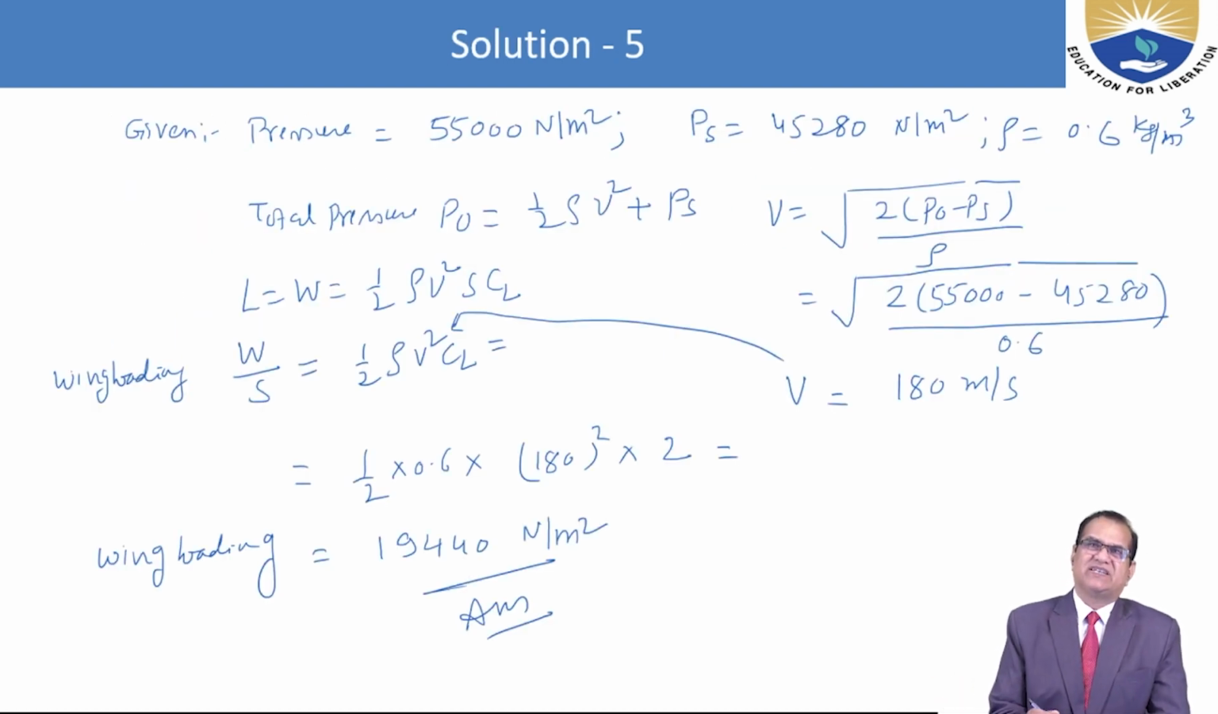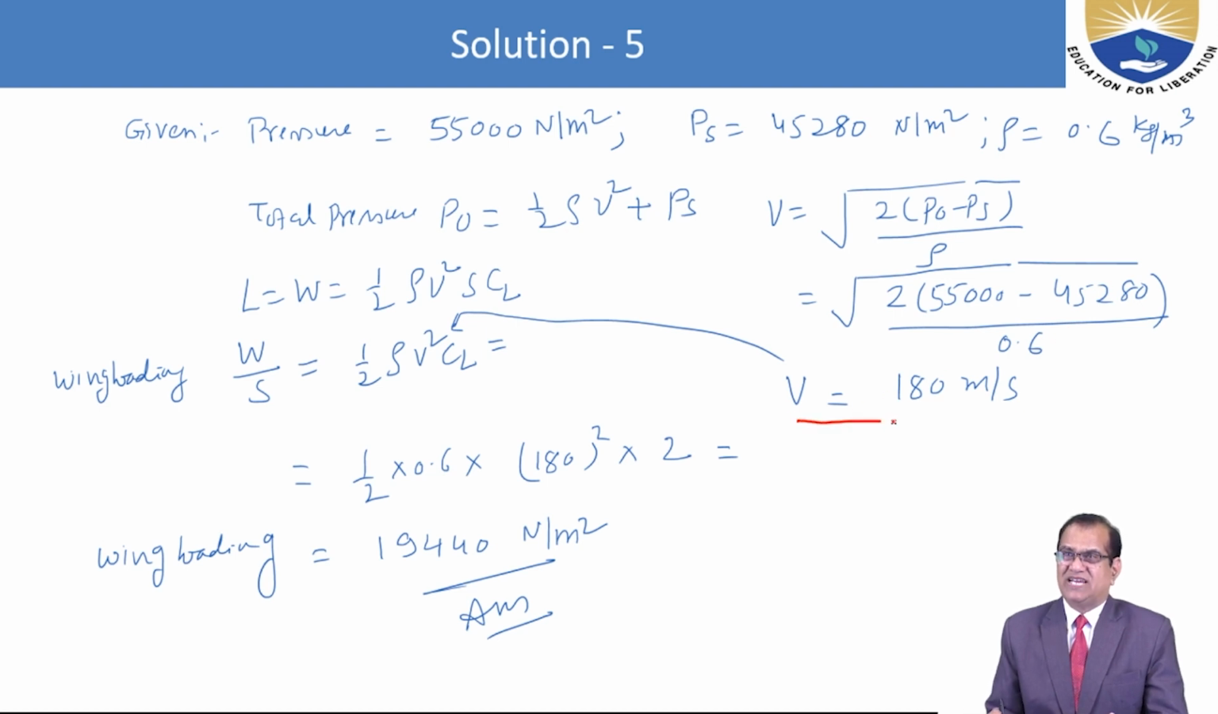So here, given is pressure 55,000, static pressure 45,280, rho equal to 0.6 kg per meter cube. We know that total pressure is equal to half rho V square plus ps, and V is equal to the square root of 2 times (p naught minus ps) by rho. So 2 into (55,000 minus 45,280) by 0.6. By this equation we will get the velocity, 180 meter per second.